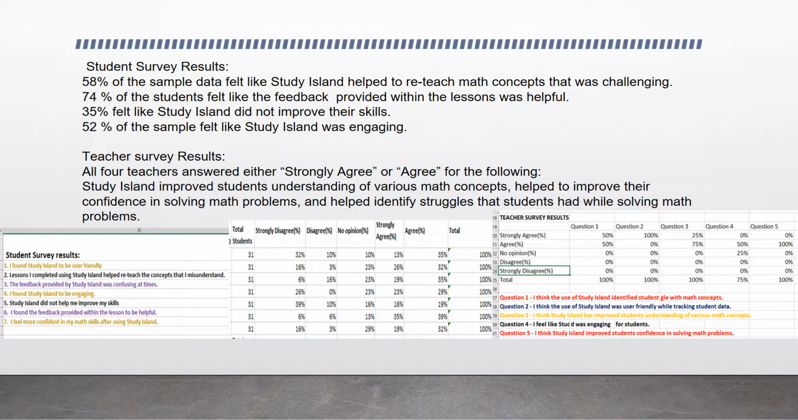And for my teacher survey results, all 4 teachers answered either strongly agree or agree for the following. Study Island improved students' understanding of various math concepts, helped to improve their confidence in solving math problems, and helped identify struggles that students had while solving math problems. So overall, the surveys showed a positive outcome from using Study Island in math classrooms.